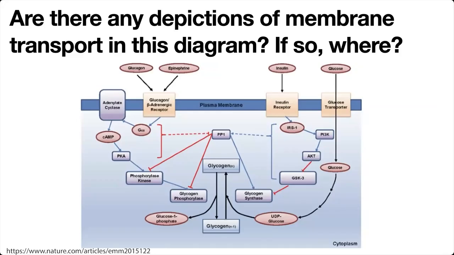Going back to integrating membrane transport and biosignaling, are there any depictions of membrane transport in this diagram? And if so, where? The only place we actually see something moving through a membrane is through this glucose transporter. So this is an example of membrane transport, but these are not.